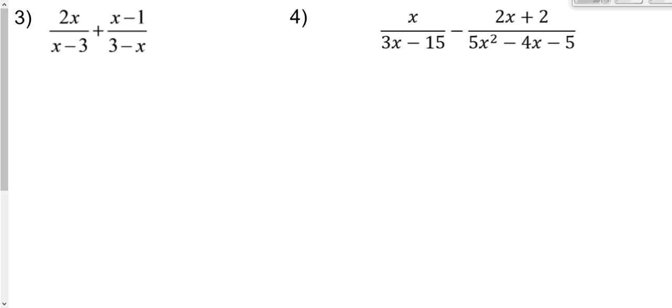So here's number 3. Take a look at these denominators, and hopefully you recognize what's going on here from our last couple of lessons. X minus 3 and 3 minus x are what?